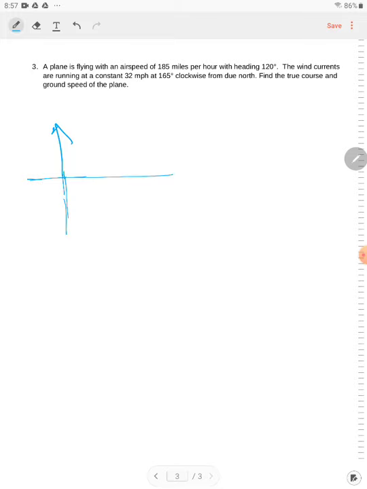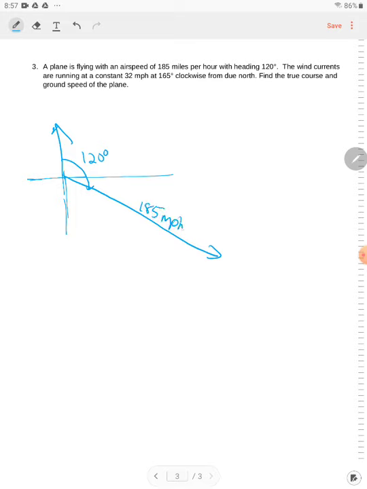Okay, and I will try to draw this a little bit more to scale so it'll make a little more sense. So here's true north. So let's help us out. We need a 120 degree angle, and it's going to go 185. So 185 miles per hour.